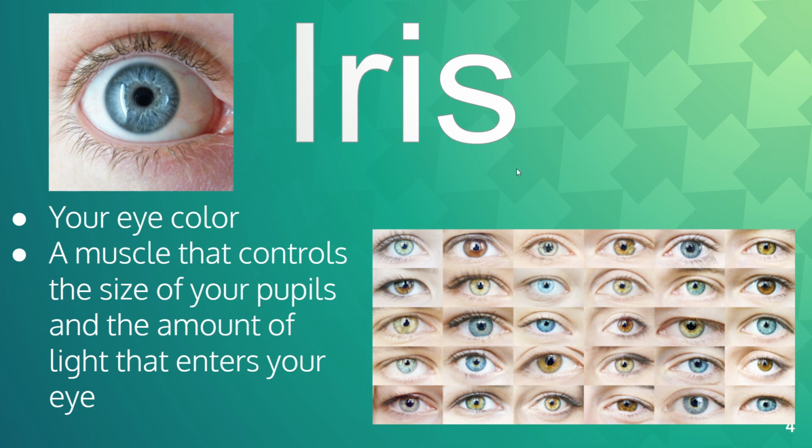Now we'll be talking about the iris. So the iris is basically your eye color. When someone asks you the question, what color is your eye? You'll be talking about the color of your iris. So your iris can be in several different colors, as you can see in the image. Your iris is a muscle that basically controls the size of your pupils as well as the amount of light that enters your eye.